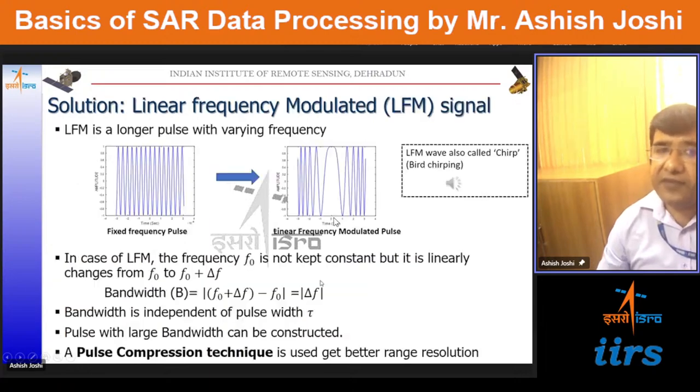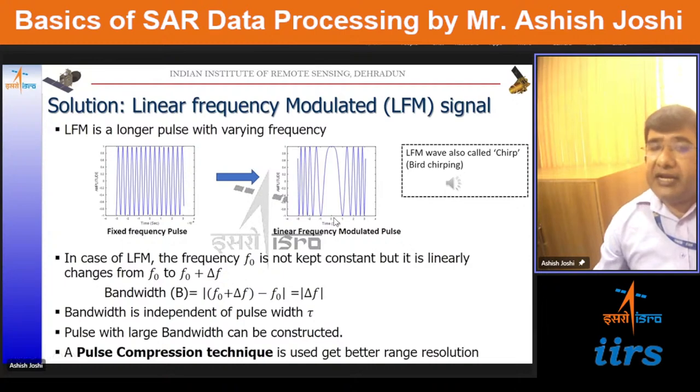So what is the solution? The solution is the linear frequency modulated signal, or LFM signal. LFM is a longer pulse with varying frequency. Normally in normal radars we use fixed frequency pulses. But for getting a better range resolution, we use the linear frequency modulated pulse, where the frequency is varying.